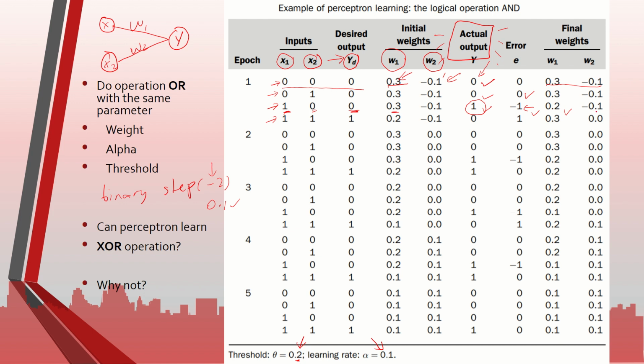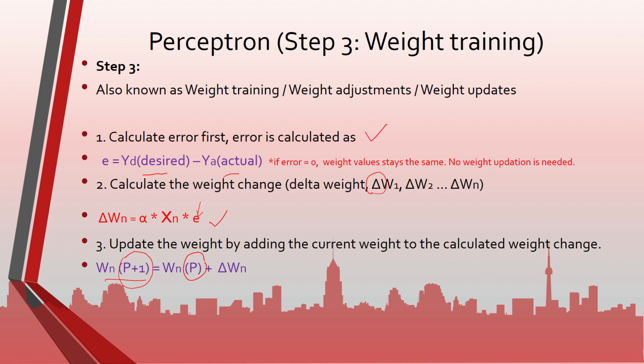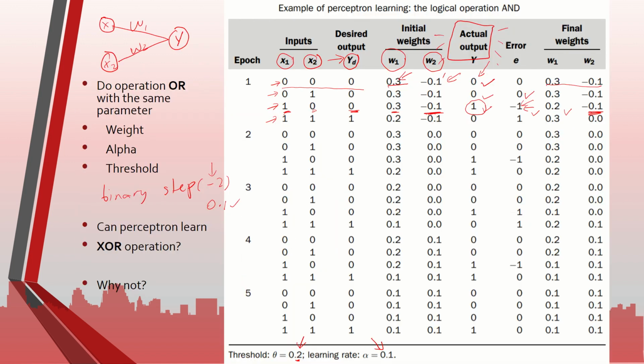Now let's look at final weight 2. As we can see here, final weight 2 and initial weight 2 are of the same value. The weight doesn't change at all. Why does this happen, even though the error is -1? Let's look at how the weight change is calculated. Again, the weight change is calculated as alpha times input times error. Because our input at the third iteration is 0, immediately the weight change becomes 0. Thus, when we add up the initial weight plus the delta weight, which is the weight change value, we will get the same final weight.